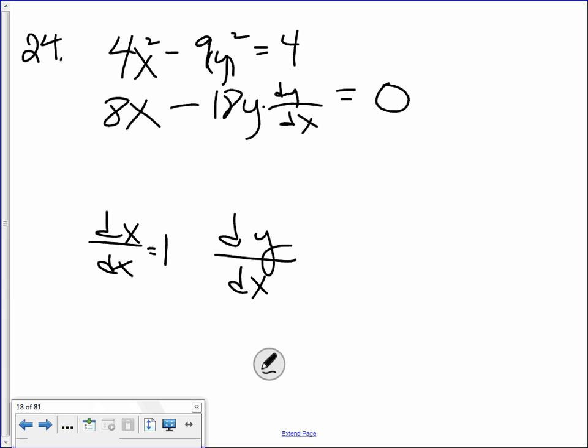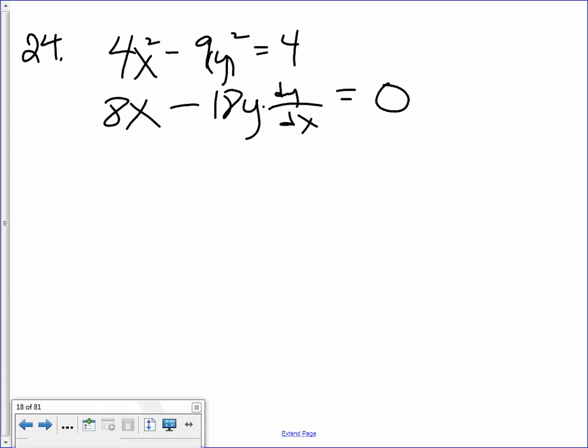See it so many times. And then the whole thing with implicit, if you have to distribute, you do that. You don't here, but you want all your dy dx terms on one side, and the other terms on the other side. Right? So it doesn't matter which side. Where do you want me to? Do you want me to subtract the 8x or add the 18y dy dx?